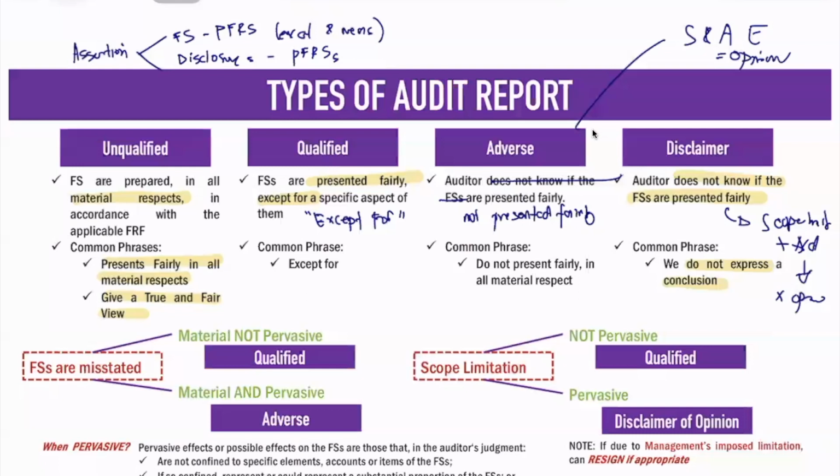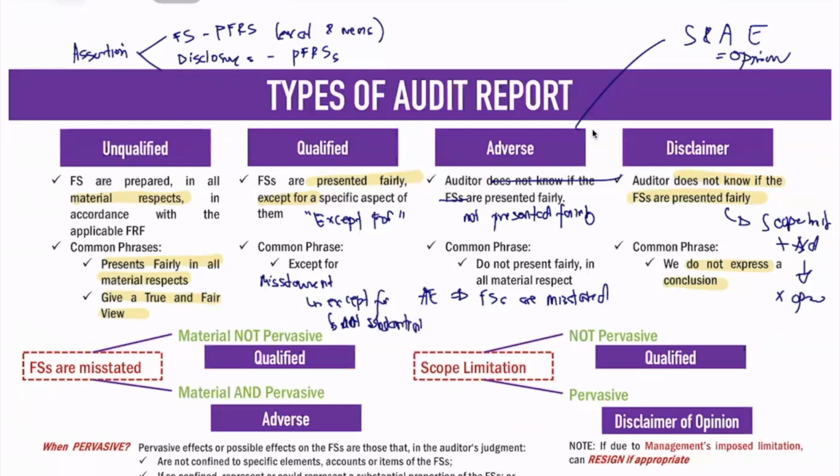While in adverse, there is sufficient and appropriate evidence, and based on that audit evidence, you determine that the FS are misstated. Okay? So what is the difference on the misstatement? In qualified, there is a misstatement, but there is only an except for. When we say except for, it is not substantial.